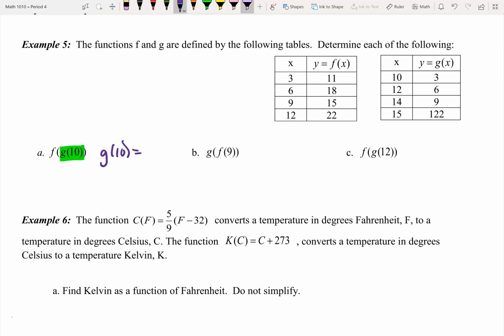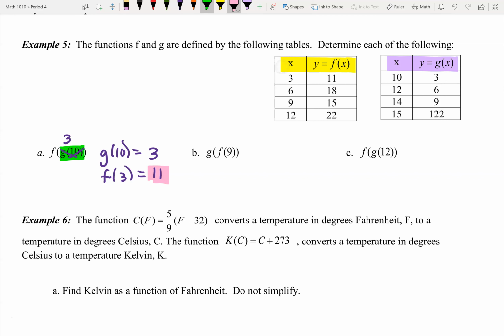So guys, look, I'm looking right here at this purple table. So if x is a 10, what's y? 3. So g of 10 is a 3. So if I wanted to replace that g of 10 with a 3 right there, I could. So now I find f of 3. So now I go into this yellow table. And again, that 3 is an x value. So if x is a 3, y is an 11, that's my answer, and I'm done.